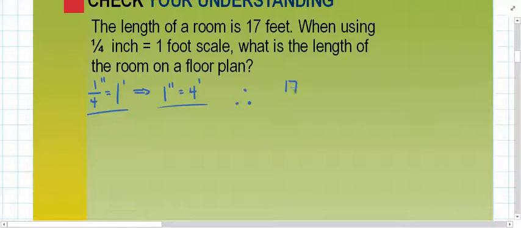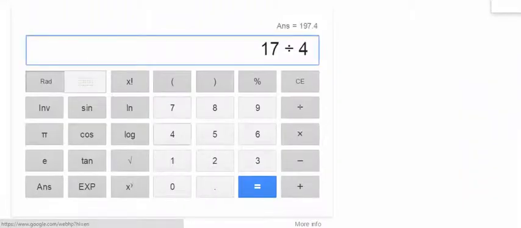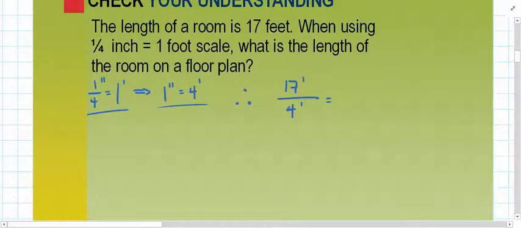Therefore, if in real life we're talking about a dimension of 17 feet, I could divide that by 4 feet to tell me how many inches are left over in the drawing. Again, because for every 4 feet in real life, we're referencing 1 inch on the drawing. So 17 feet divided by 4 tells us we're talking about 4.25 inches on our drawing. If you want to use a mixed number here, that would be fine. This is 4 1/4 inches.